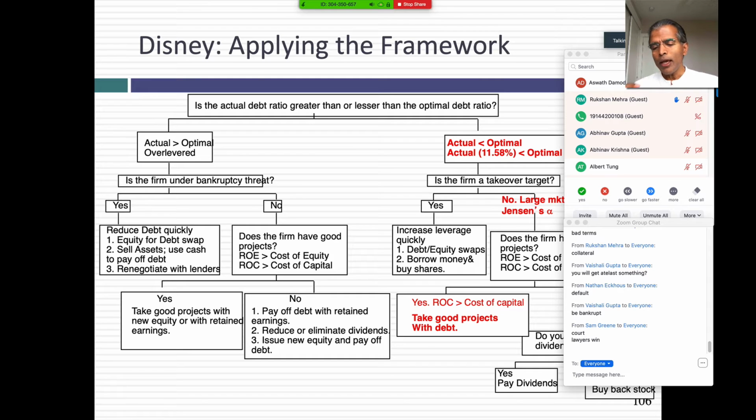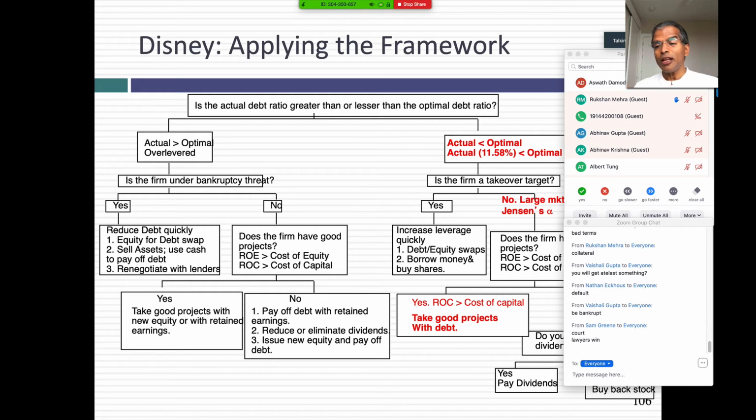But to show you how this judgment has shifted over time, in 1997, when I did the first edition of this book, remember Disney's always been a constant, I made the same judgment. In 1997, they were an $80 billion, $70 billion company. I said they're a big company by 1997 standards. The Jensen's Alpha was positive. I said they're not the potential target of a takeover.